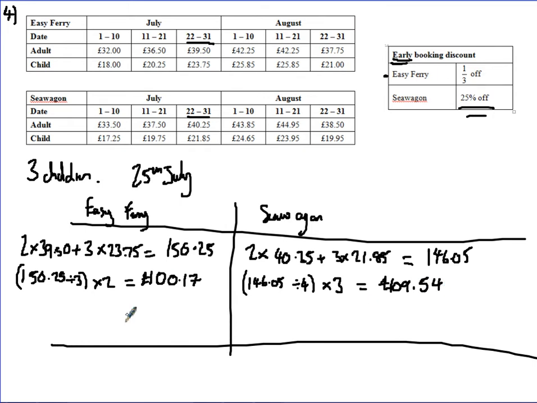So which one are they going to go for? They're going to go for Sea Wagon. It's cheaper by... again. I think I'm losing the plot. Not Sea Wagon at all, is it? Look at those 2 values there. What a lot of rubbish. It's Easy Ferry, and that's cheaper by the difference. So if you take one off the other, you'll end up then with £9.37.